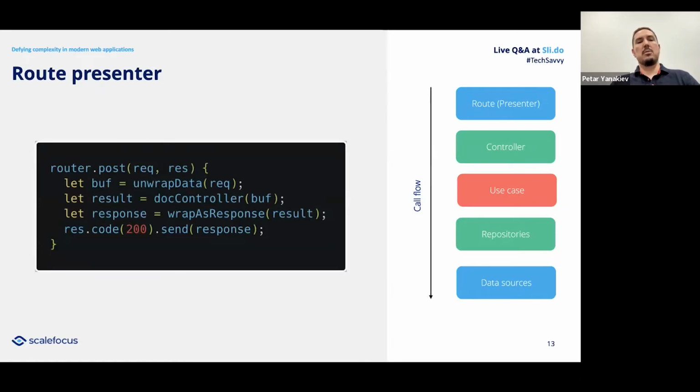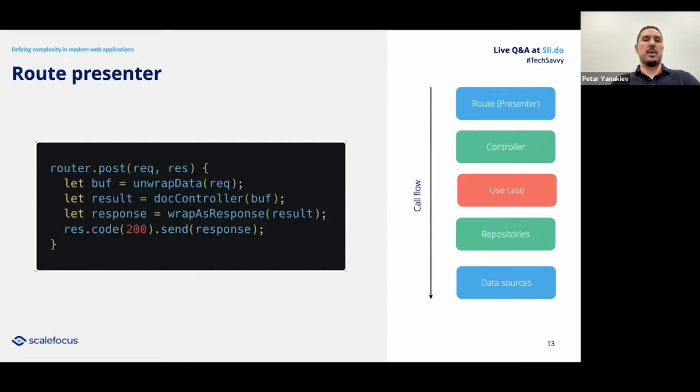So we have some router. This is a Node application again, and we have some sort of router, and we can receive post requests. And typically in Node applications, we have the request and the response as part of the function call, and we want to unwrap the data first. So what does this mean? It means that we're just stripping. At this point, we can have something like authentication and authorization checks, whatever. But basically, we want to make sure that only the data that we would like to work with is present.